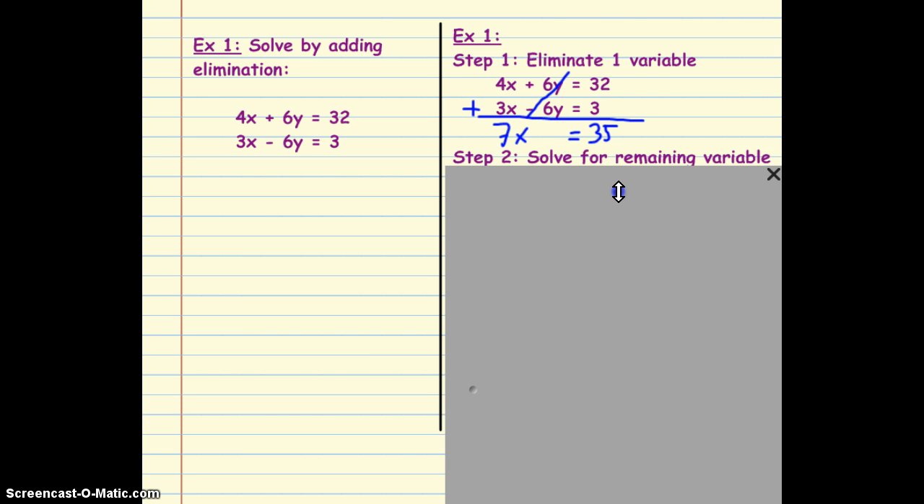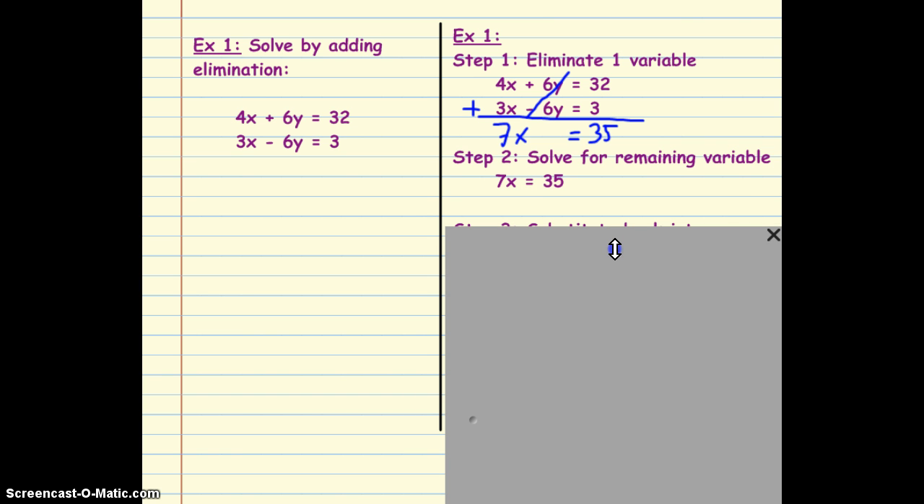Alright, step 2 is we are now going to solve for that remaining variable. So we are going to solve for x. We have 7x equals 35. So of course we need to divide both sides by 7, and when we do that we get x equals 5. Excellent, so we know what x equals, but we need to keep going.